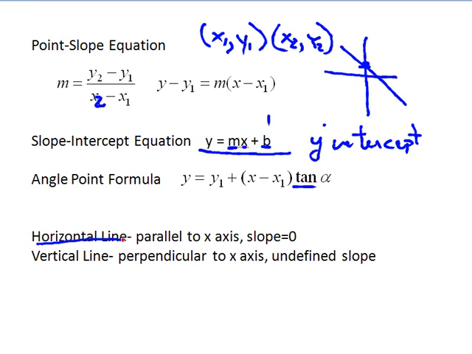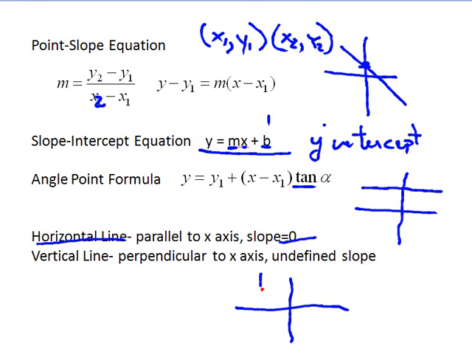If we have a graph of a horizontal line, this is parallel to the x-axis. Let's take a look at it. Here's a horizontal line. That's our graph. The slope is 0. There's no slope. If we have a vertical line that is perpendicular to the x-axis, the slope is referred to as undefined. Alright, let's see how these work with some problems.